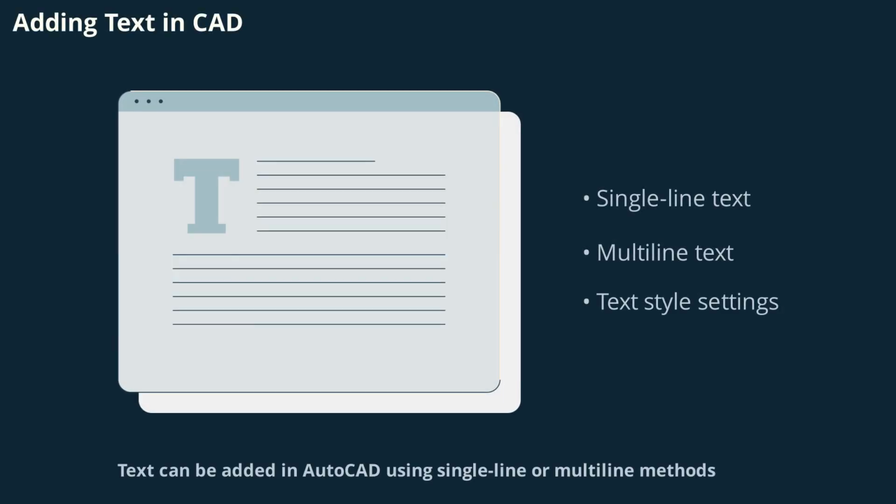Text can be added in AutoCAD using single-line or multi-line methods. The text or dtext command creates single-line text objects. Each line is a separate entity. The mtext command allows multi-line text, where you define a boundary box and use a text editor for formatting. The style command sets font type, height, and other properties globally. Text annotations are vital for labeling instructions and notes in technical drawings, ensuring clear communication.